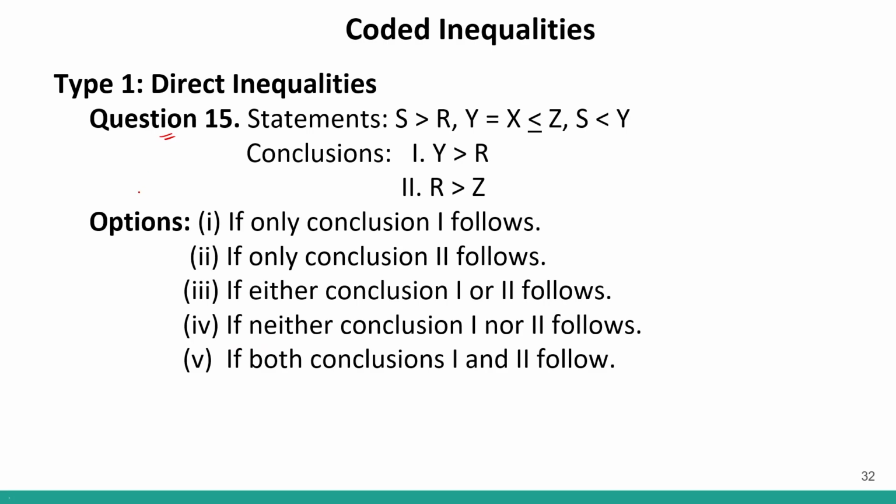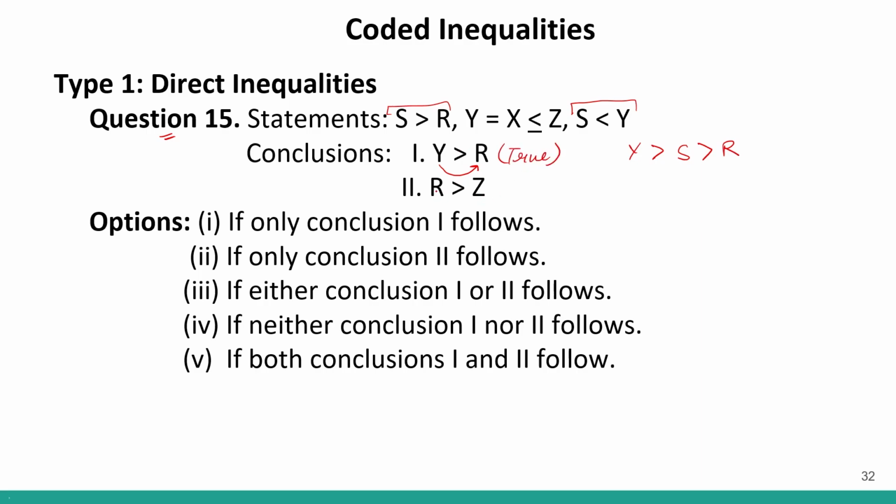Coming to question number 15. The first conclusion is Y is greater than R. So we will move from Y to R. Now I can see a relationship between Y and S and R and S, which says Y is greater than S and S is greater than R. Correct? This is the relationship. So based on this relationship, this is true.